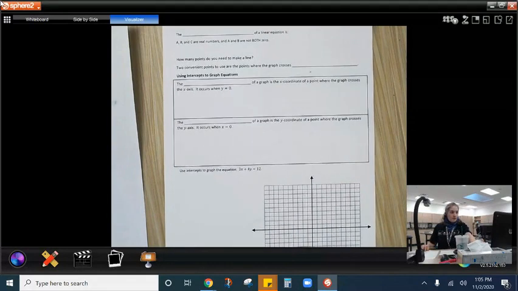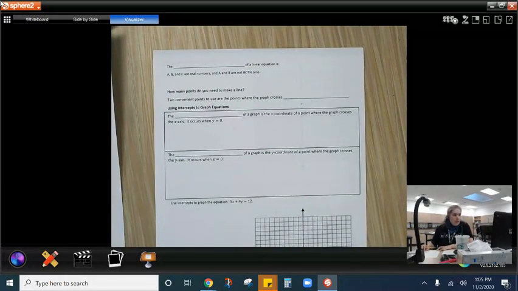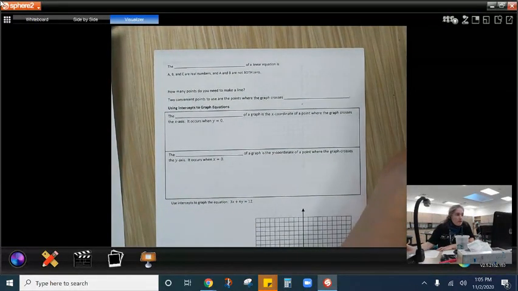So let's take a look at our next page. So for this one, we want to know how many points do we need? Ooh, too high. There we go. How many points do we need to make a line? We need 2. We need 2 points.